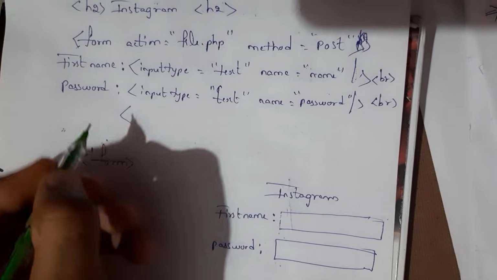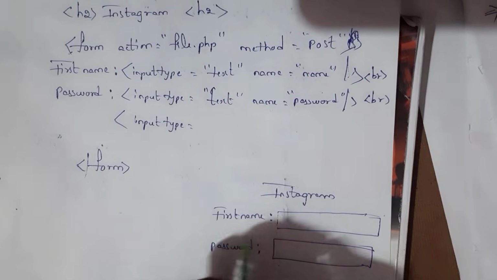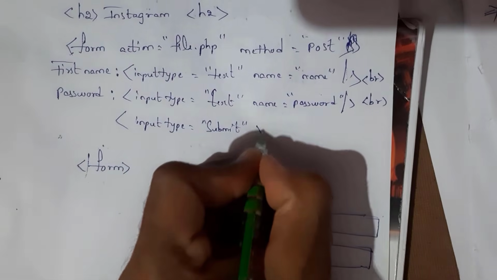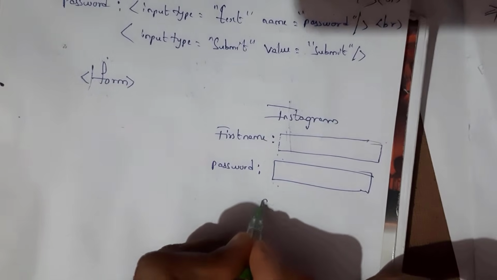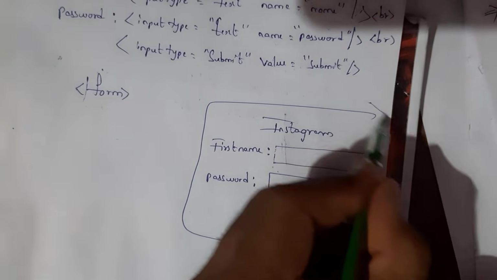For that we need to write input type. Here for a text field we write text, but in order to create a button we are going to write submit, and value is submit. By writing this tag, there is a submit button created. This is how the page is going to look.